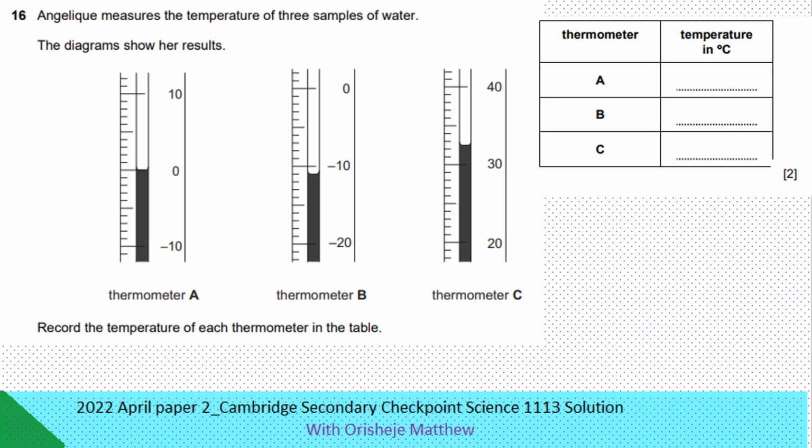Question 16. Angeli measured the temperature of 3 samples of water. 0 degrees Celsius, minus 11 degrees Celsius, and 32.5 degrees Celsius.